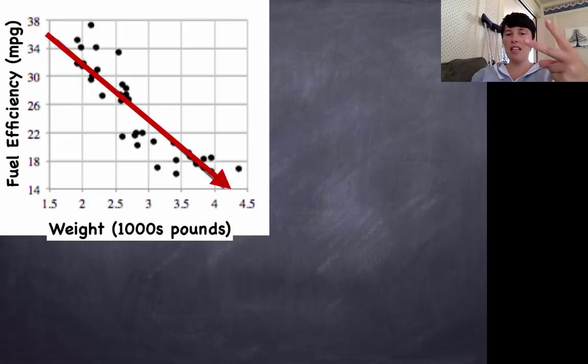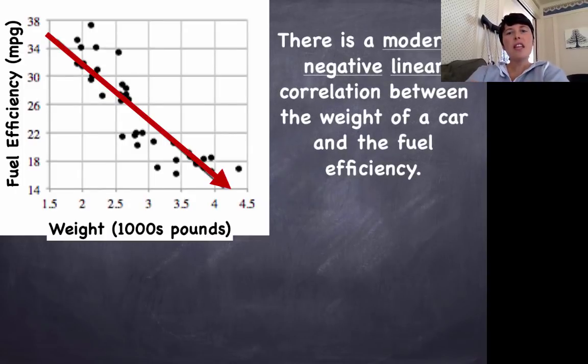It definitely looks negative. But strength-wise, do you think it's strong, moderate, or weak? I'd probably go with moderate. It's pretty close to the line. So I'd say there is a moderate, negative, linear correlation. And then I would say between weight of the car and fuel efficiency. I'm going to include those variables. So there is a moderate, negative, linear correlation between the weight of the car and fuel efficiency.